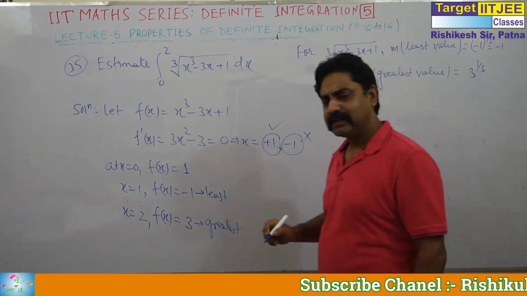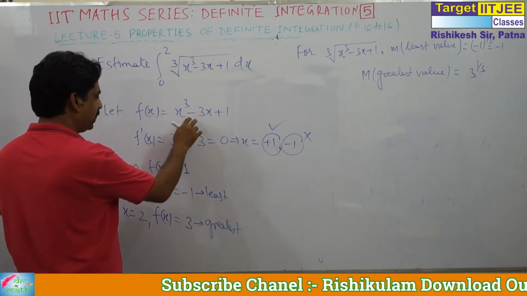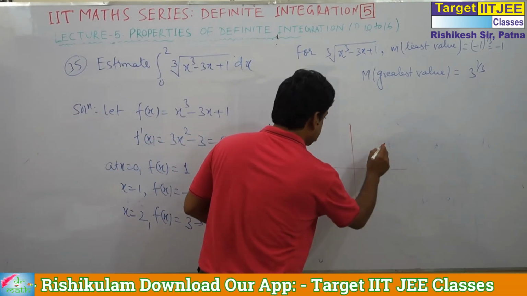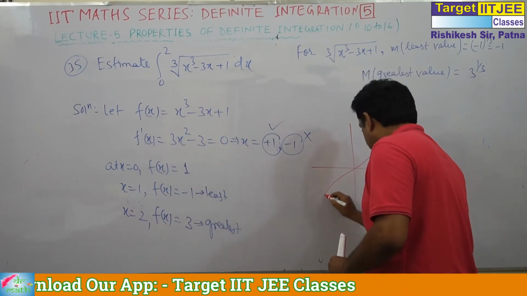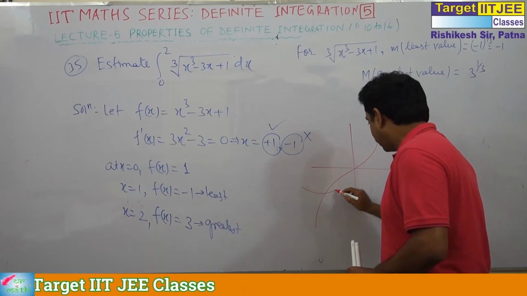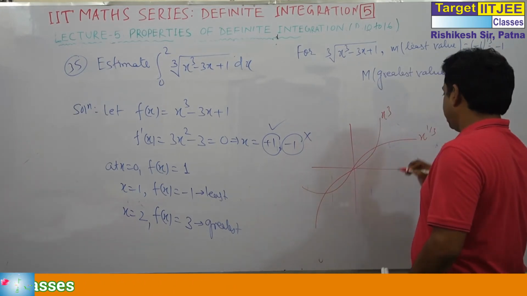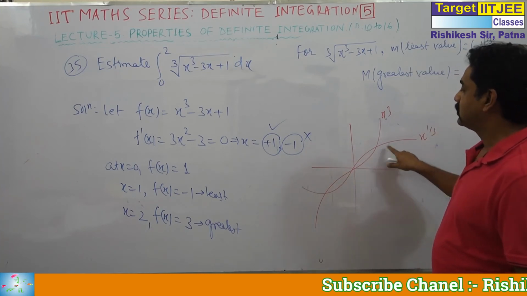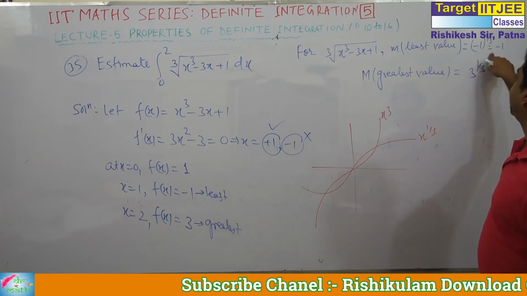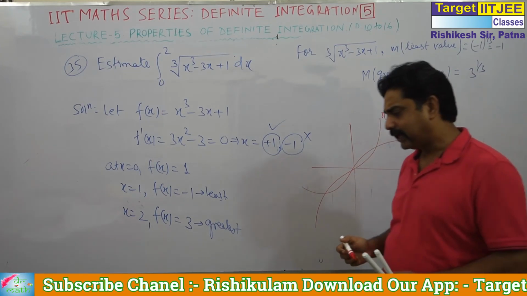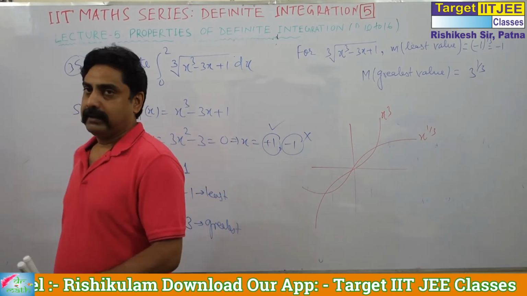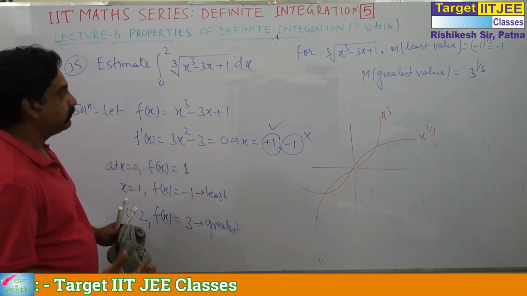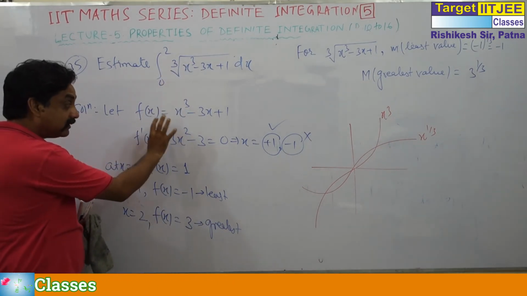Can we do like this? Yes, we can do. For the purpose of differentiation, we have taken this. You can recall the graph of x cube, and this is the graph of x to the power 1 by 3. Both are increasing type of functions, so we can consider this. No problem in this one. Or if you want to be double sure, take f(x) as this. But in objective questions, these are very helpful.